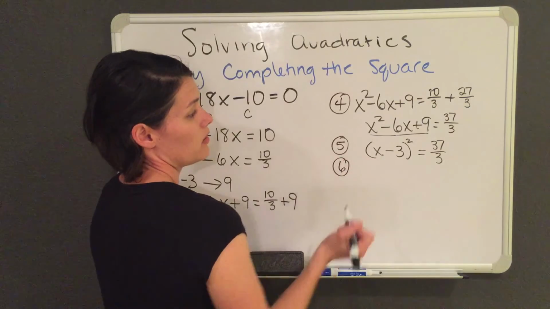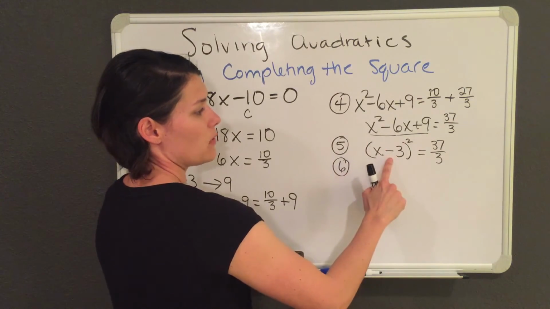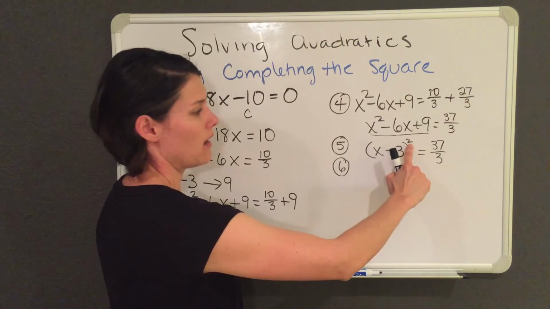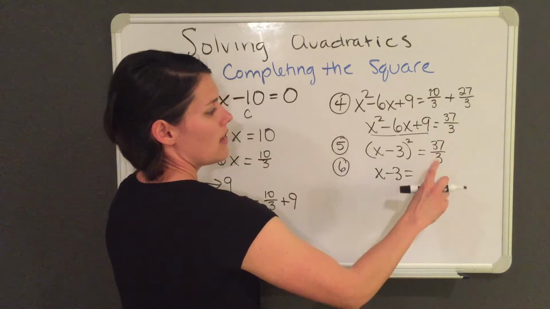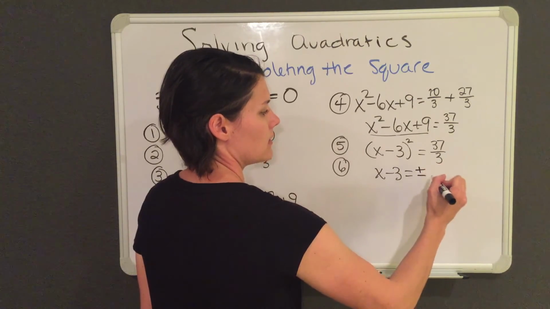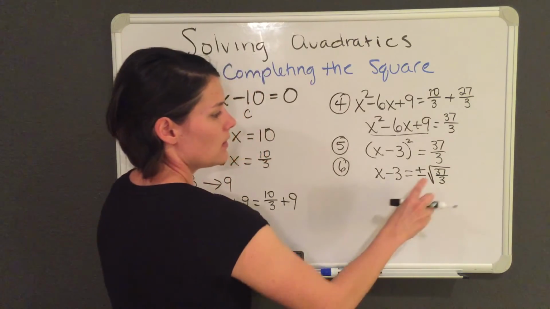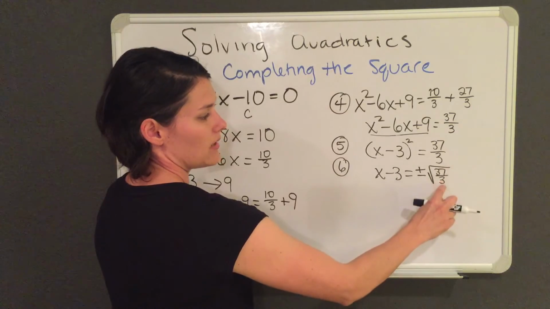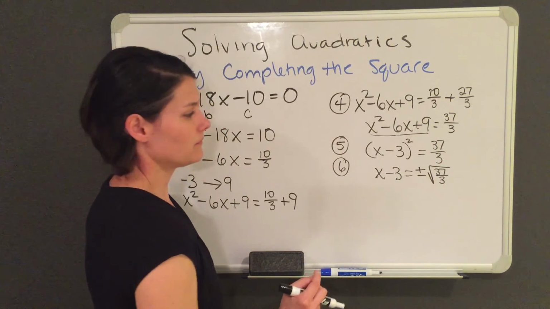On your sixth step, you're going to take the square root of both sides. When you take the square root of the left-hand side, the square root and the square will cancel each other out, and you'll be left with just the x minus 3. And when you take the square root of the right-hand side, you will always put a plus or minus, and then the square root of your number. The square root of 37/3 will not reduce, but you always want to check to see if you can, so that way you will simplify it before you move on.